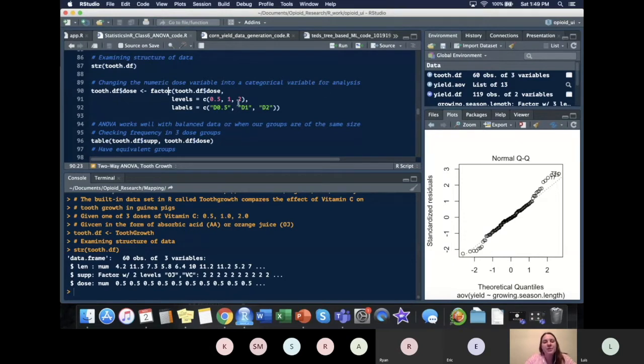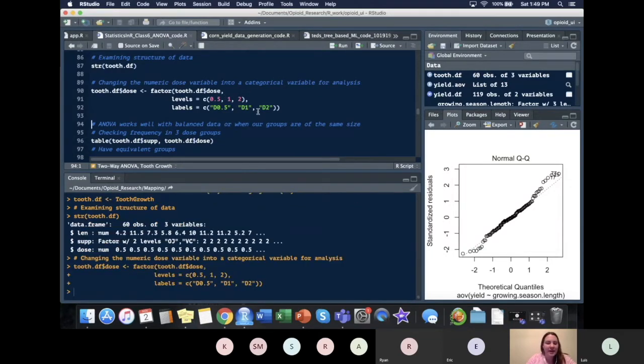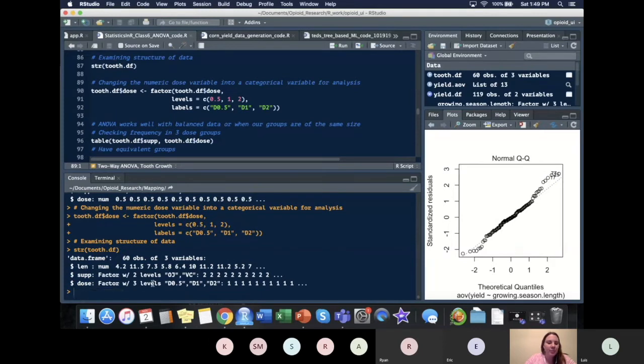The other reason you want to do this is because you want this to be our lowest value, this to be our middle value, and this to be our highest value. So we're creating that factor variable. Now let's rerun our structure. We're seeing our previously integer value is now a factor.